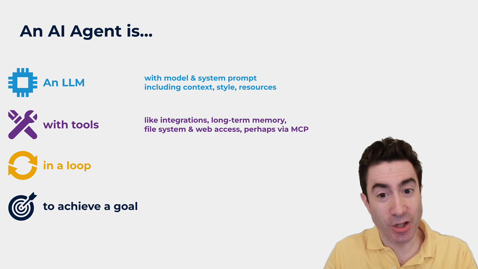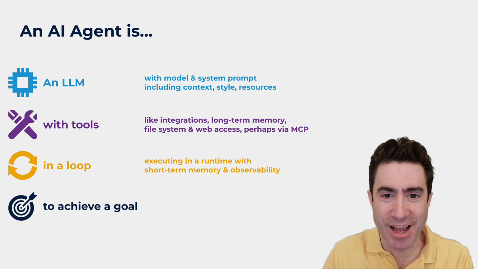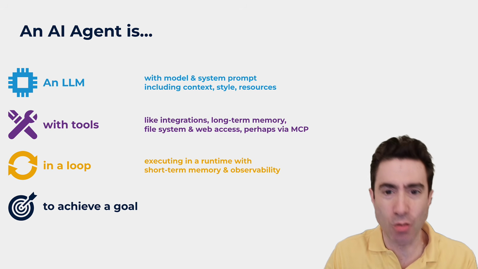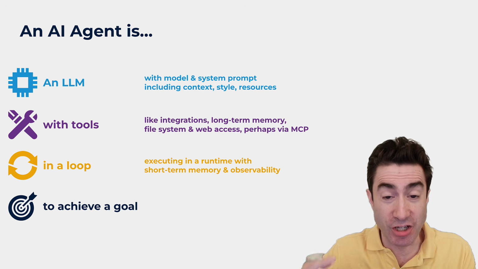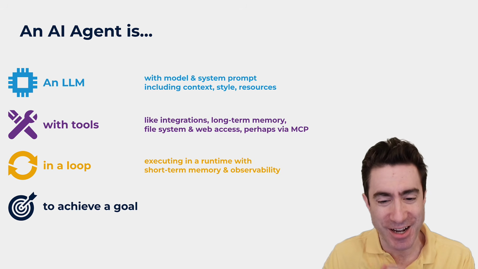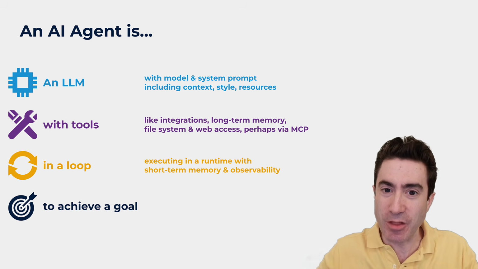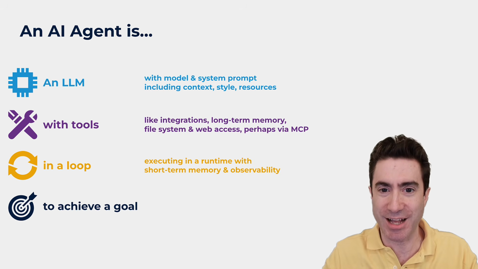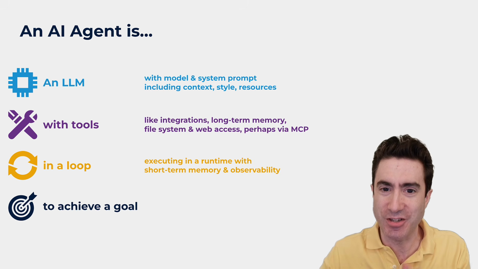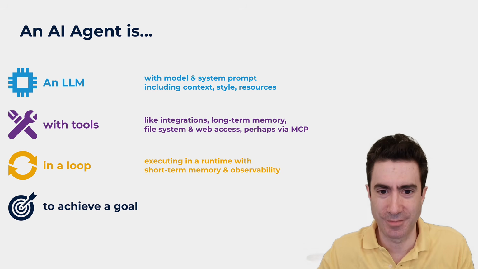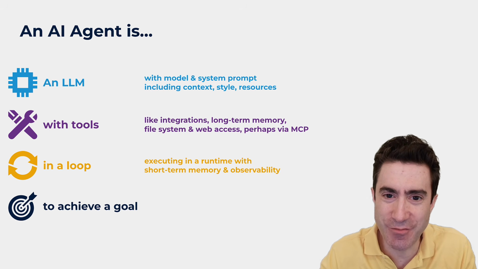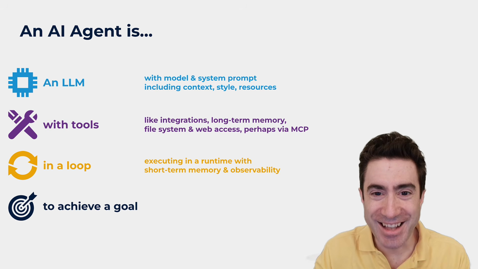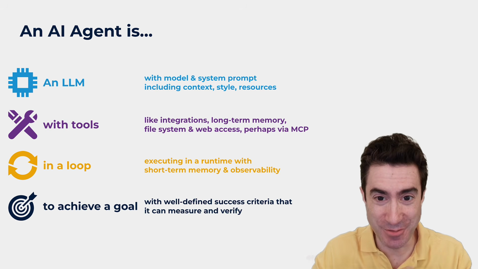And the agent is in a loop in that it's executing in a runtime, typically being called repeatedly, managing short-term memory, the conversation history, and ideally with observability tooling that allows us to look at what the messages to the LLM are and how it's responding. And last but not least, to achieve a goal. Well, that's not quite right. It's last but most to achieve a goal.